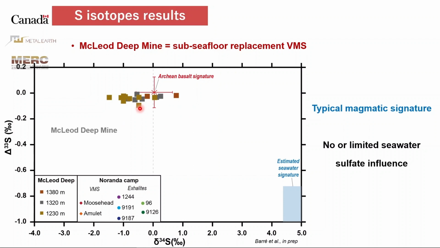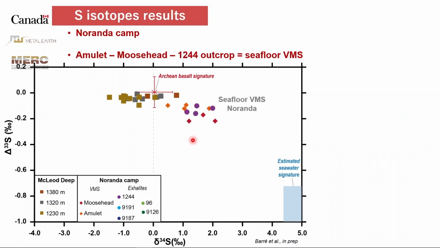The first results are from the McLeod Deep, the subsea floor replacement VMS deposit. We observed a typical magmatic signature. This was expected, because in a subsea floor replacement VMS, we don't expect any, or really only limited, seawater sulfate influence. So it's a magmatic signature.